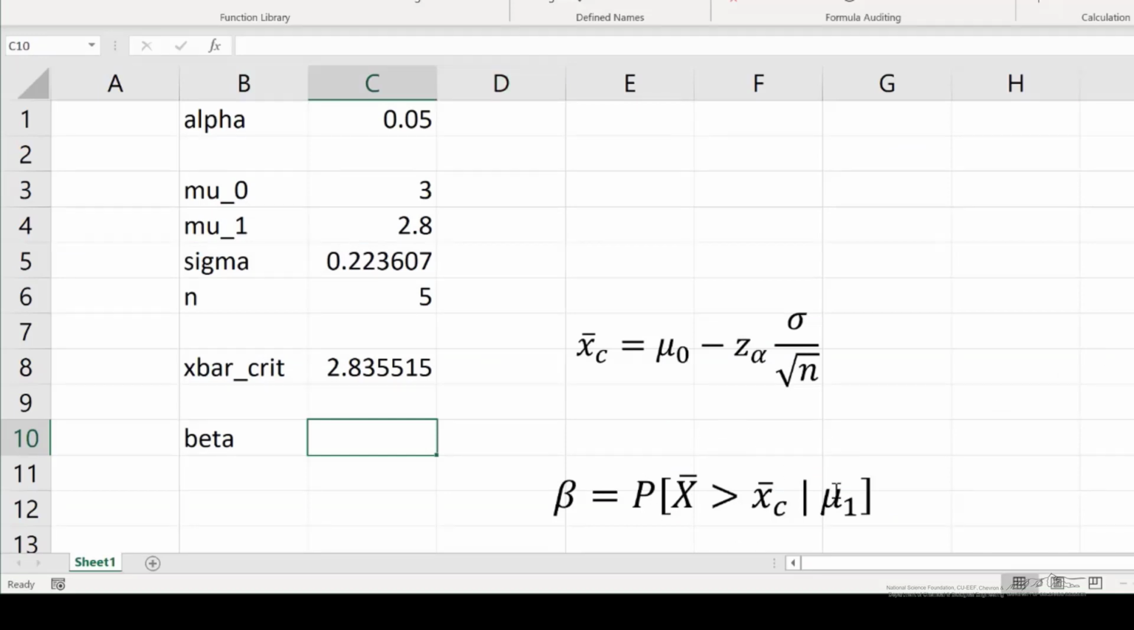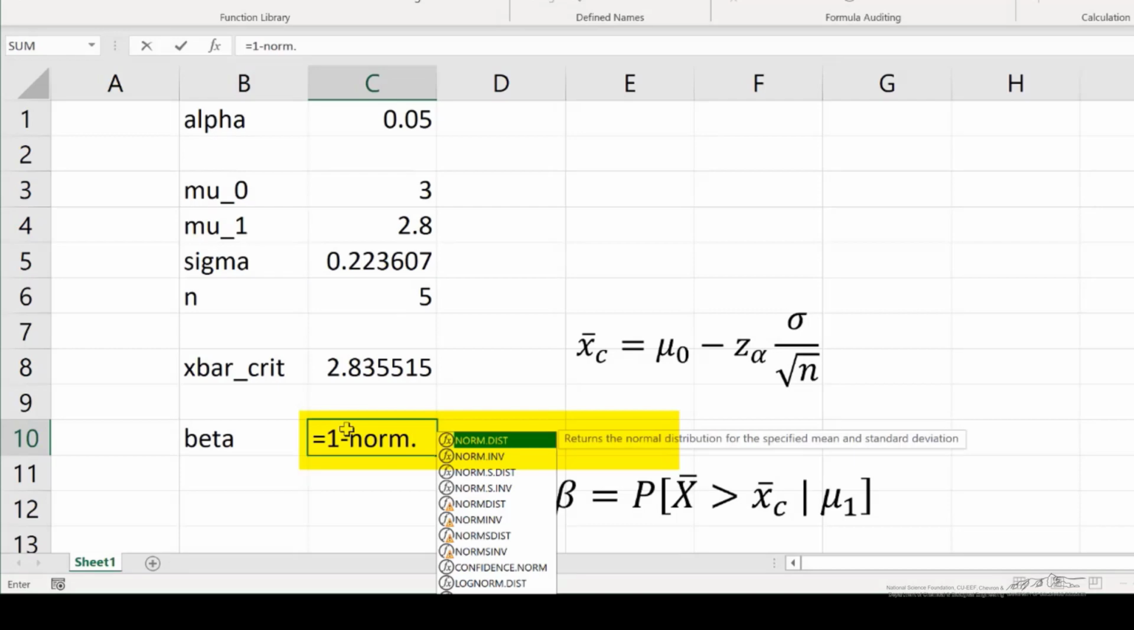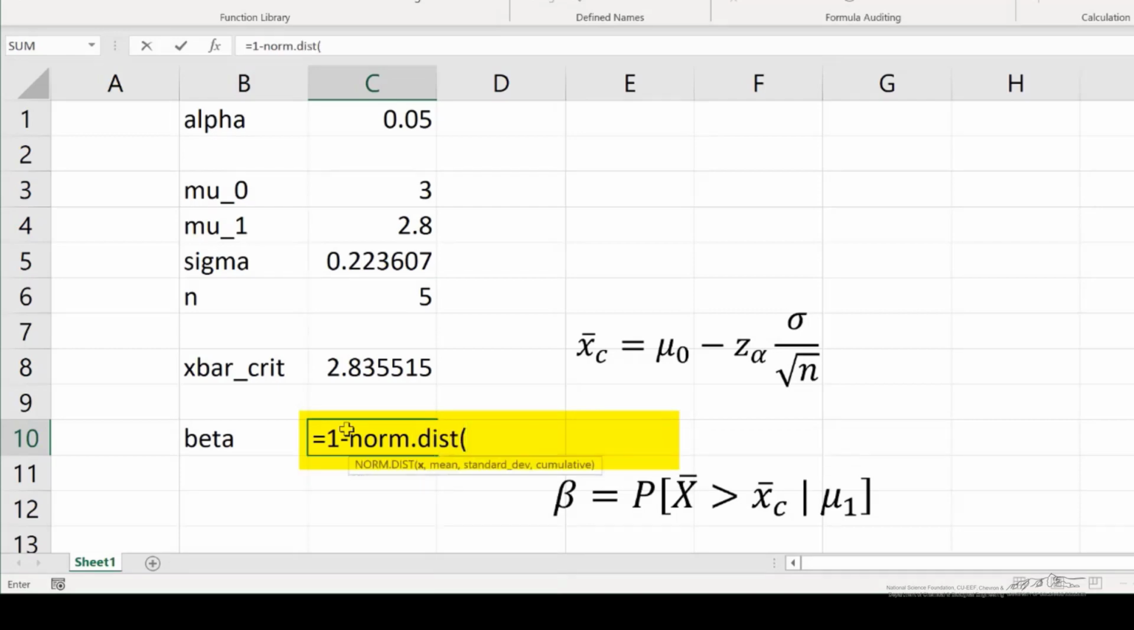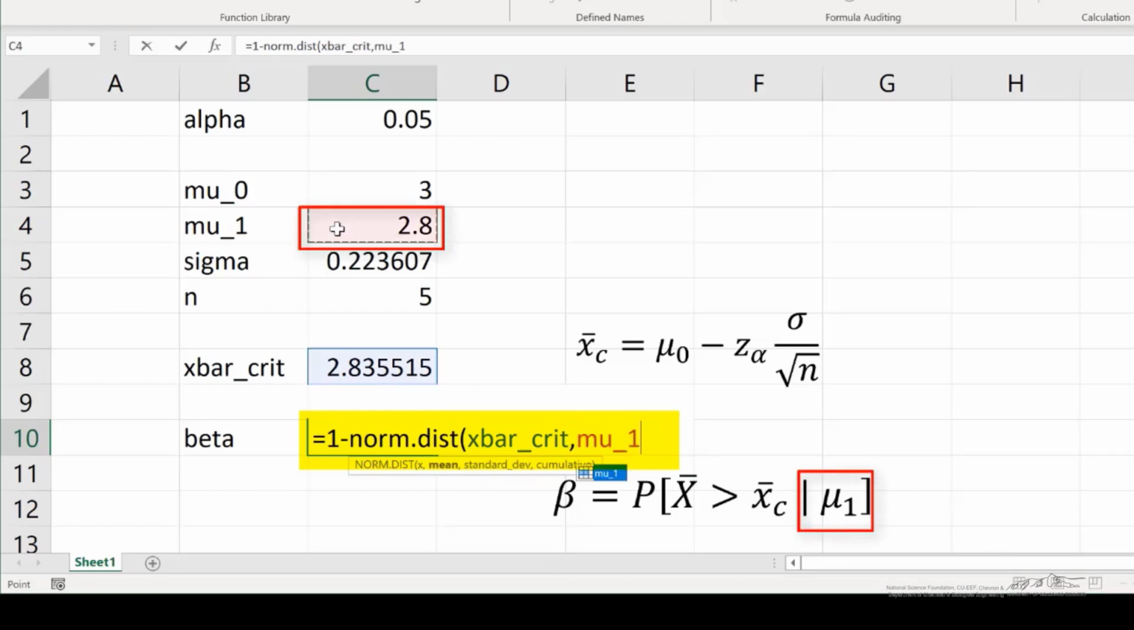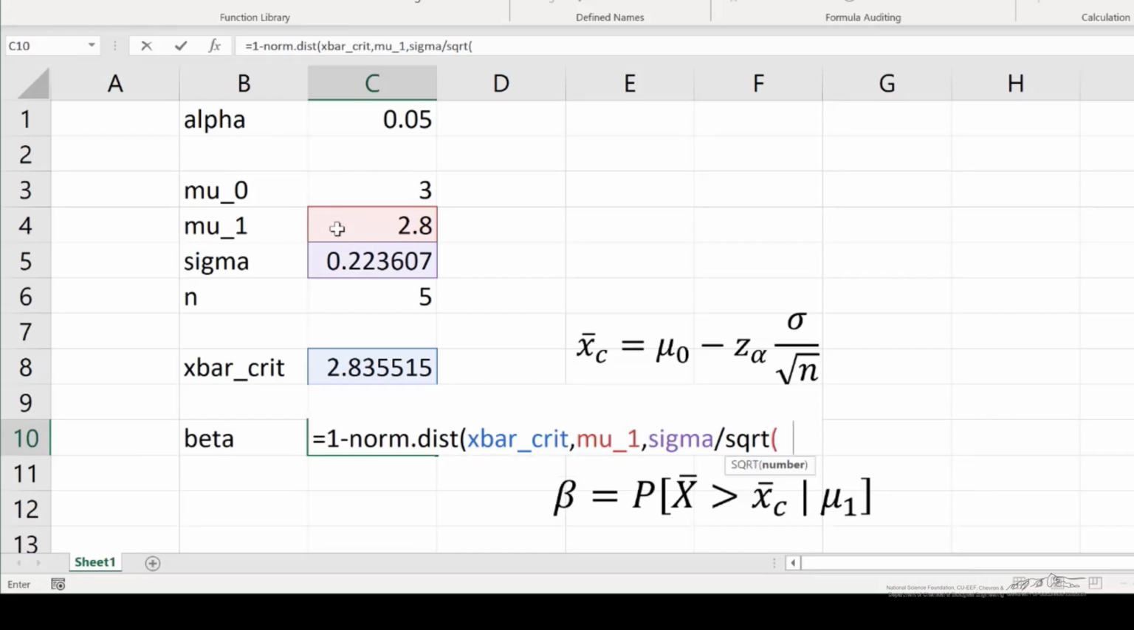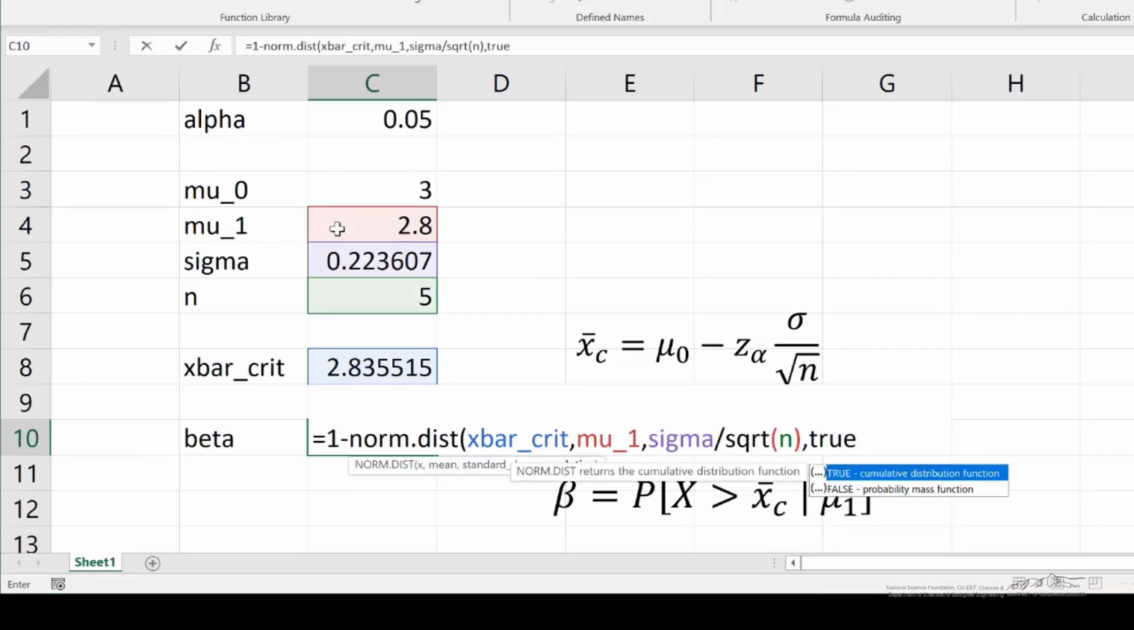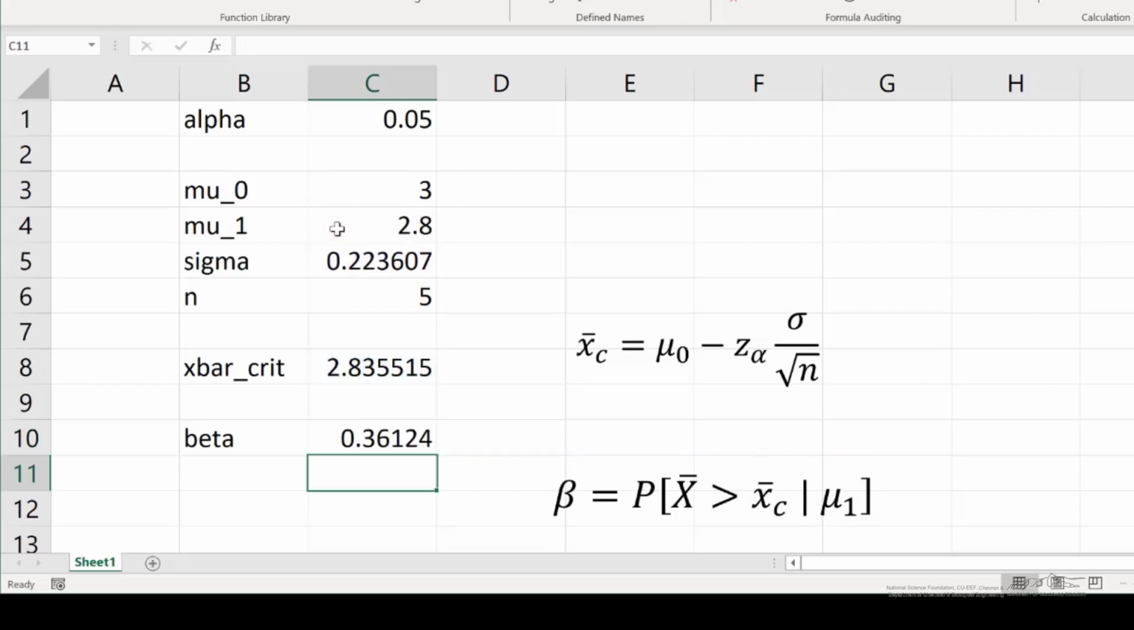Since this is an upper-tailed probability, x bar greater than x bar c, I have to do 1 minus. Now I'm going to use the norm.dist function in Excel. We're going to use our x bar critical. Our mean, we're basing this on the alternate hypothesis, that's mu1. The mean shifts, but the standard deviation stays the same. So sigma divided by square root of n. And this is cumulative because we want the area underneath the curve. And when I press enter, we get about 0.36.